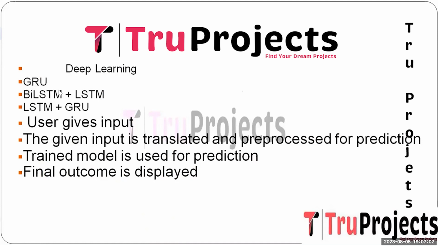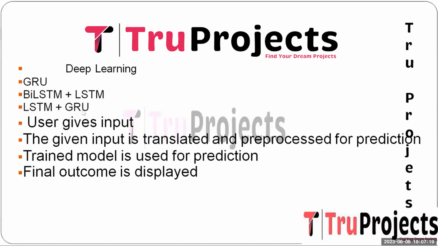And the next one is BiLSTM plus LSTM, a combination of bidirectional long short-term memory with long short-term memory. This model excels at capturing sequential nuance. It enriches fake news detection by comprehending the complex content context.